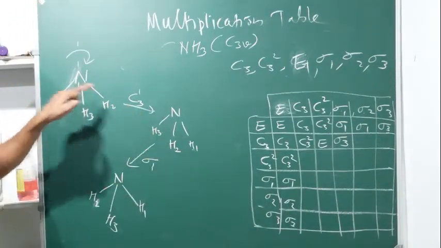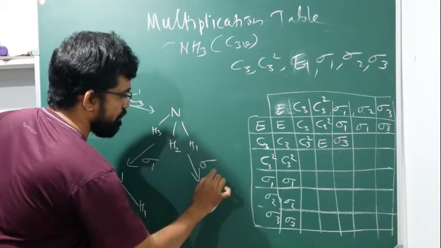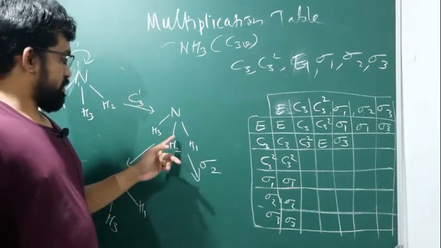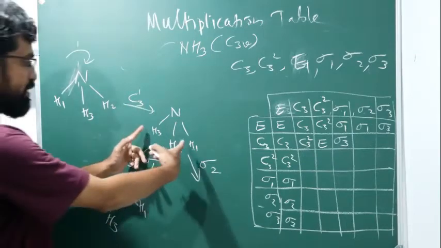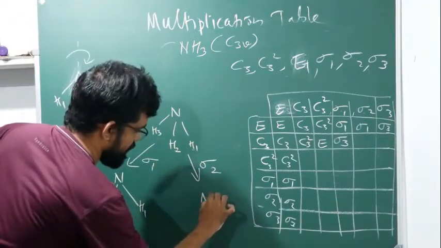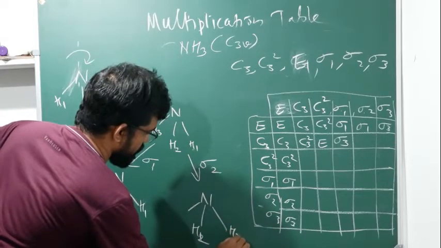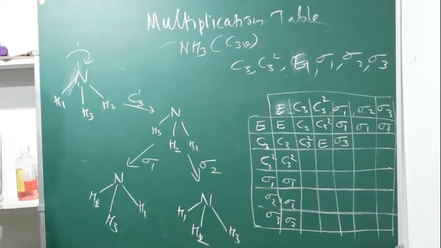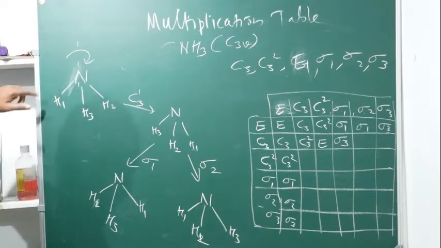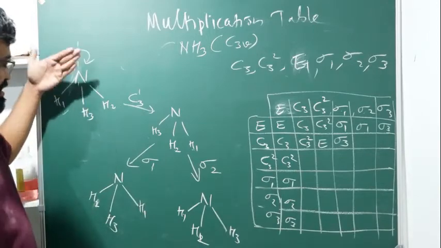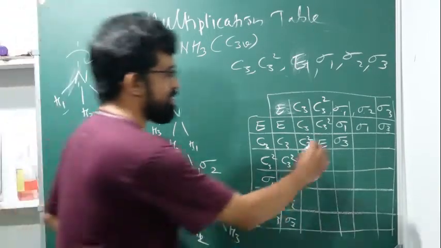Similarly, C3 into sigma 2. So this is your C3. From here to C3, then you do sigma 2. Sigma 2 means the H1 position is unchanged and the H2 and H3 positions are interchanged. So now look at the initial: the H1 position is the same, and the H2 and H3 positions are interchanged. That is sigma 1.